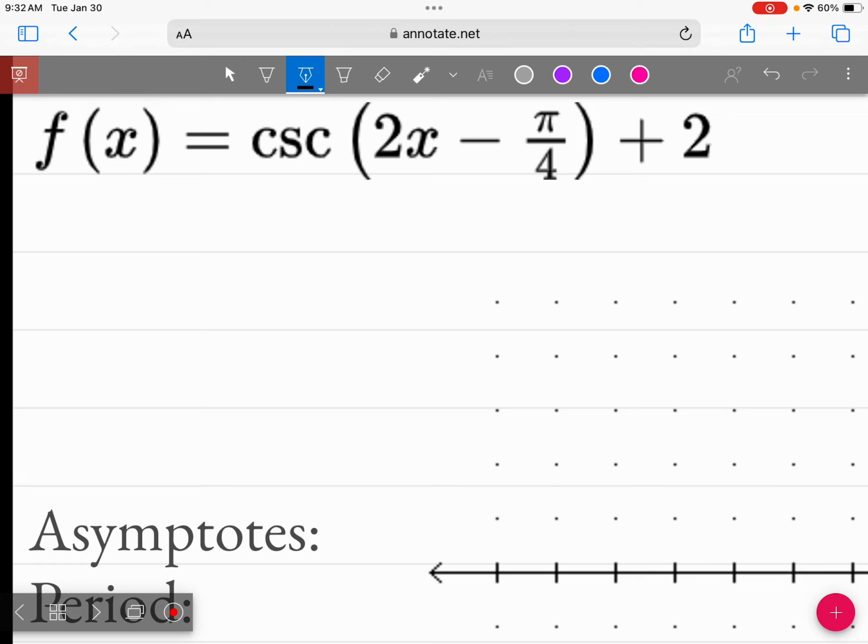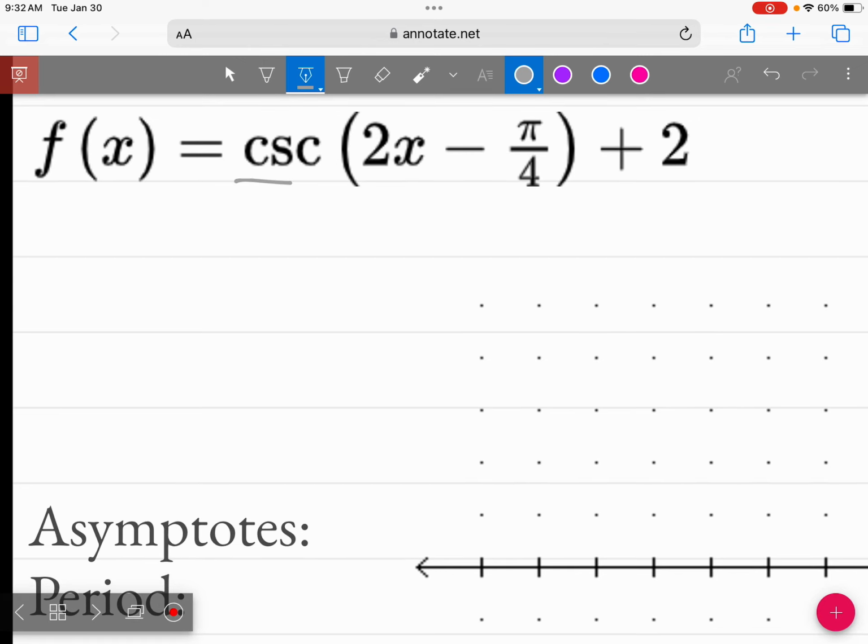So, same vibe. We're going to start with our period to see what we need to count our x's by. We're going to find our amplitude because it's easy peasy. We're going to do our endpoints, starting with graphing our sine. Because cosecant is the reciprocal of sine.